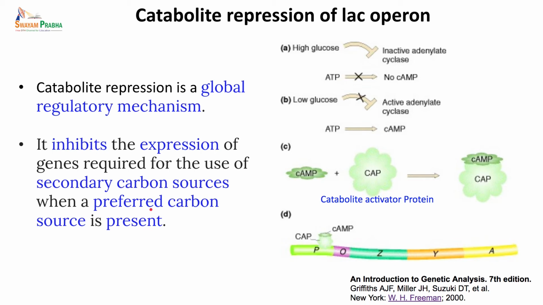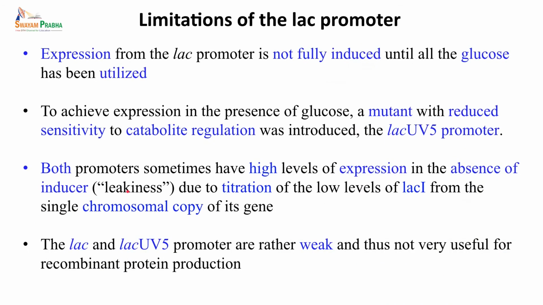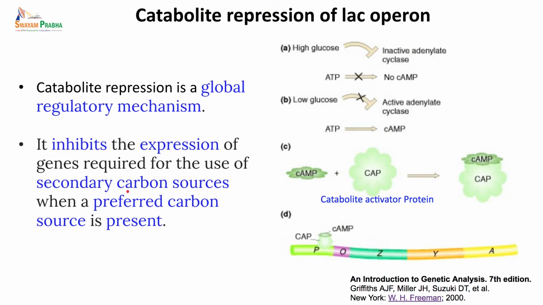So, you know, in an environment where the bacteria are growing, even though they may be capable of utilizing several carbon sources, their metabolic machinery may prefer to use a certain carbon source because it is easier and more straightforward to use for metabolism. So in that condition, even though some other carbon sources might be present, the catabolite repression will inhibit the expression of those genes.